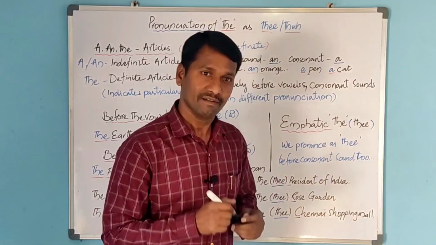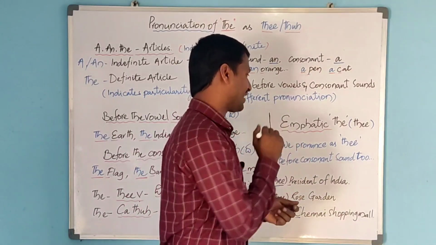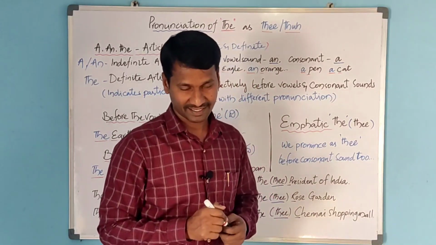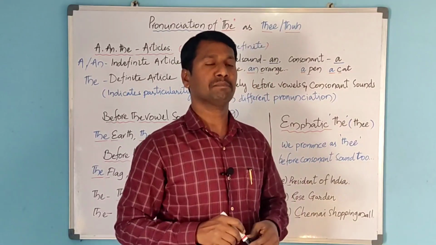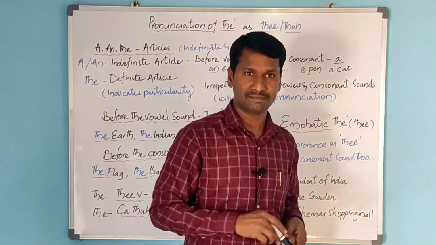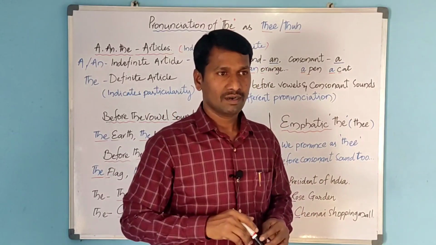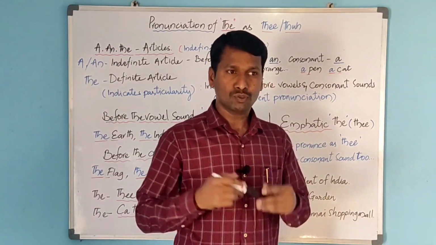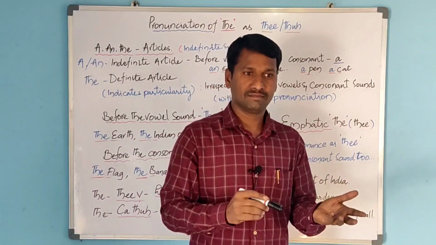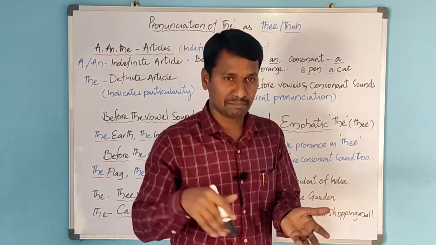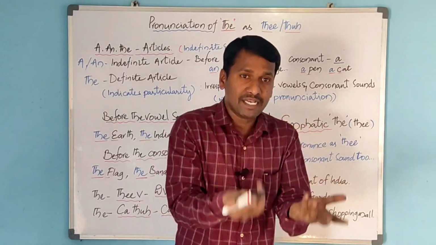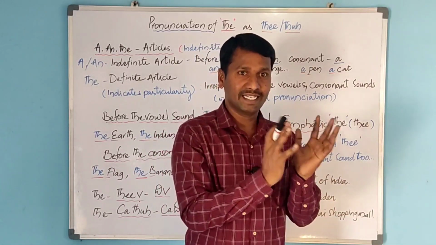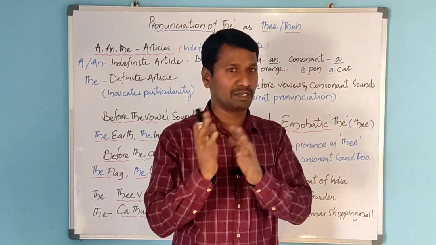We have an exemption here. That case is actually called emphatic THE. What is this emphatic THE? When we refer to the names of some people, some brand names, some company names, to specify the company name, like it is not like all other companies, they will emphasize the name of the person, the name of the thing, the name of the brand.